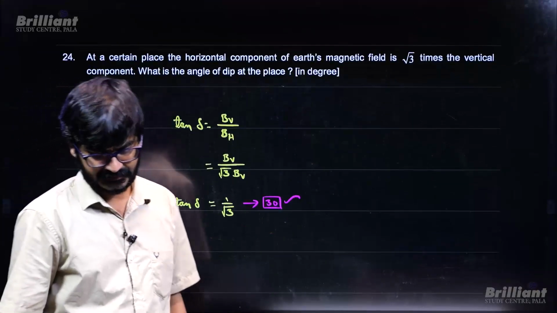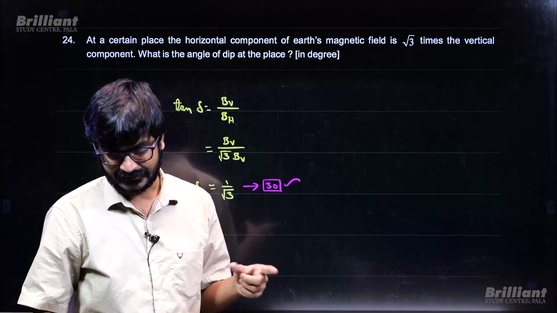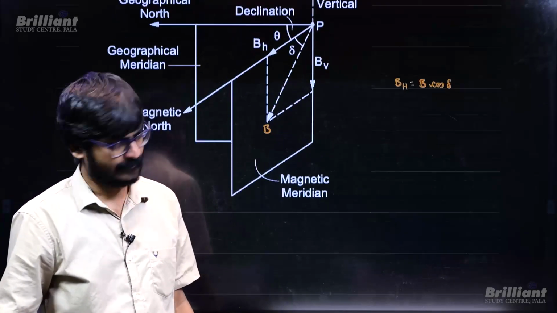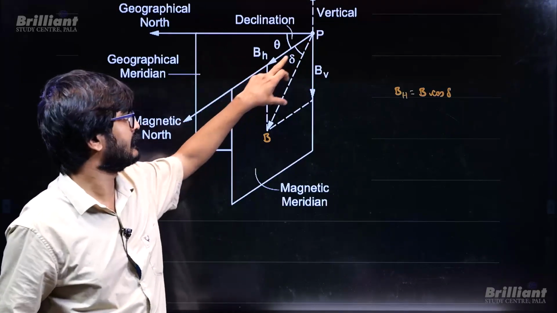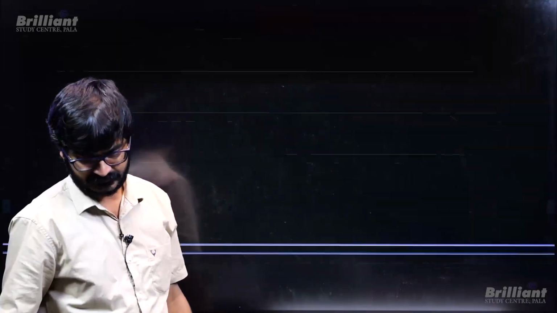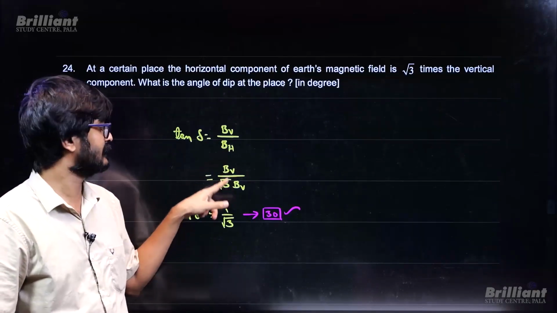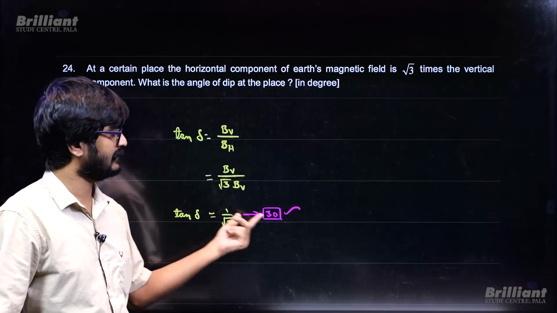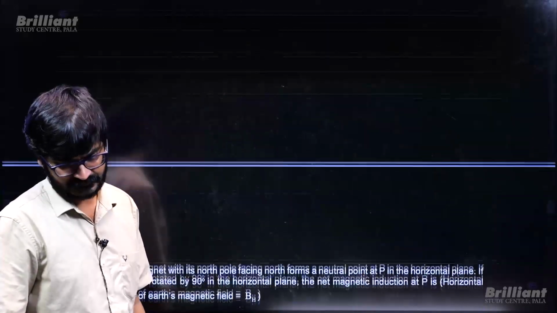Now we can try seeing some questions. At a certain place the horizontal component of earth's magnetic field is √3 times the vertical component. What is the angle of dip? See, for the dip angle, tan delta is BV by BH. But in this particular question they said BH is √3 times BV. So you will get tan delta is 1 by √3, delta is 30 degrees, right? So the dip angle is 30 degrees.